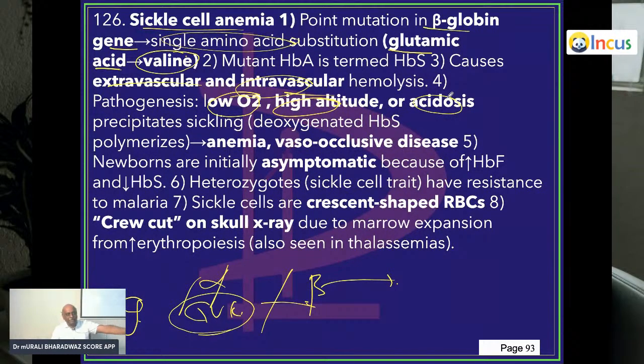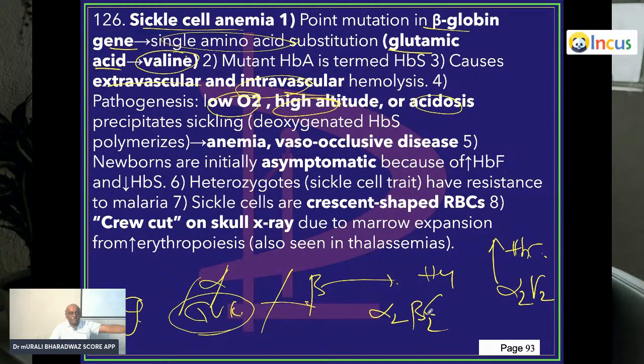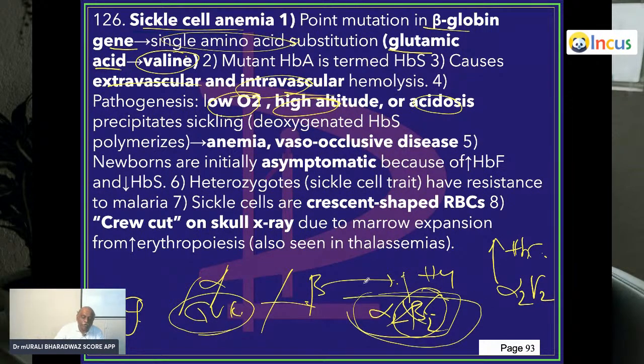So hydrate well, give antibiotics, hydroxyurea. Why do you give hydroxyurea? Hydroxyurea increases hemoglobin F levels. Hemoglobin F is alpha 2, gamma 2. The sickle problem is there in the beta chain. So in alpha 2 beta 2, the problem is in the beta chain in sickle cell anemia. How will you overcome that? By increasing HbF, which doesn't have beta.